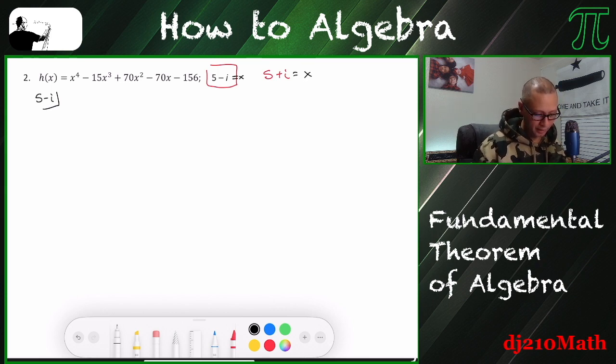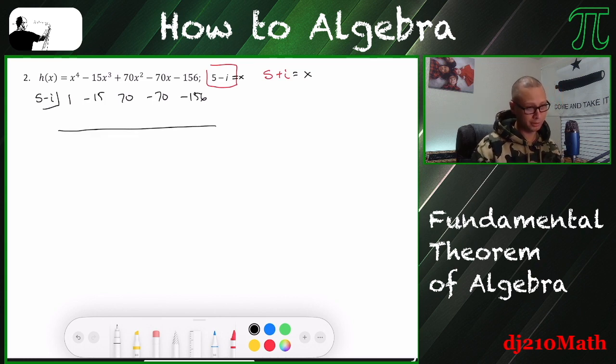And we ensure that the exponents are in descending order, which they are. So we grab the exponents: negative 15, 70, negative 70, negative 156. Okay, so the way this is going to work is, just like before, we're going to multiply, add. Hopefully the remainder will be 0 because they're telling us that it's a root. And then we'll do synthetic division again. So 2 iterations of synthetic division.